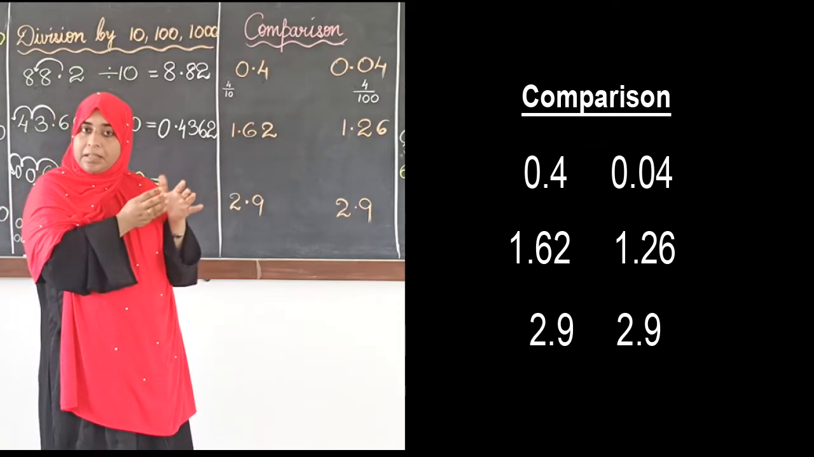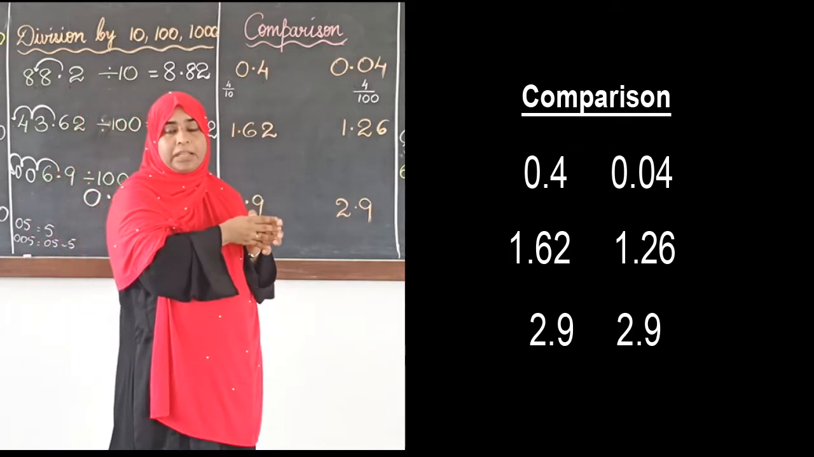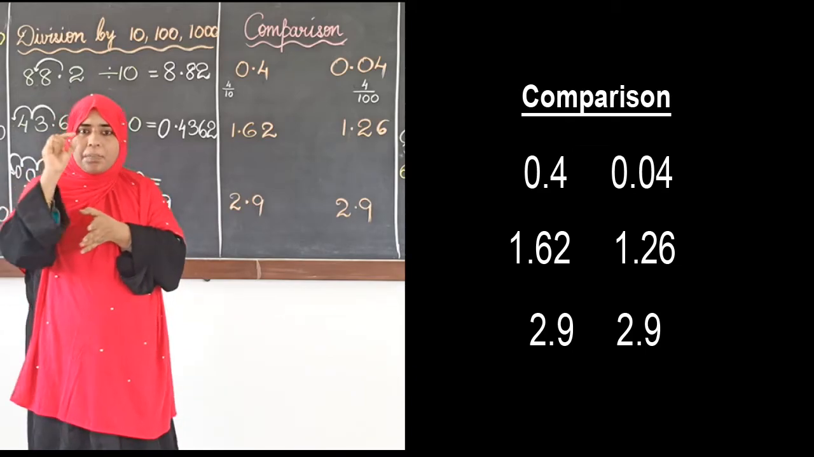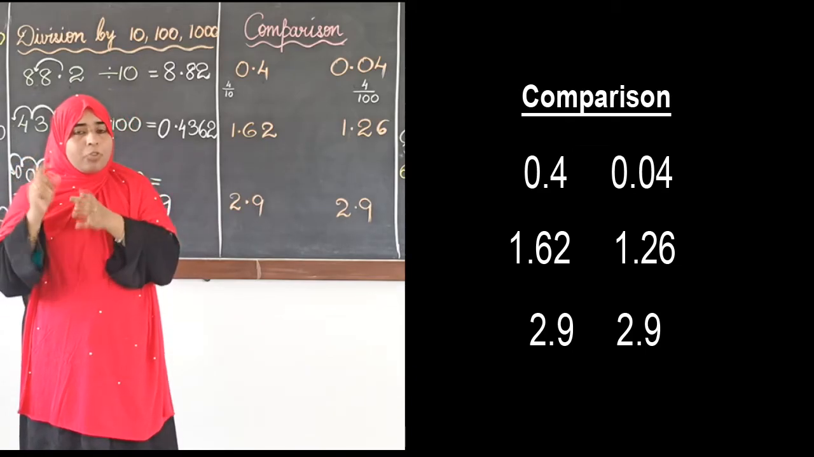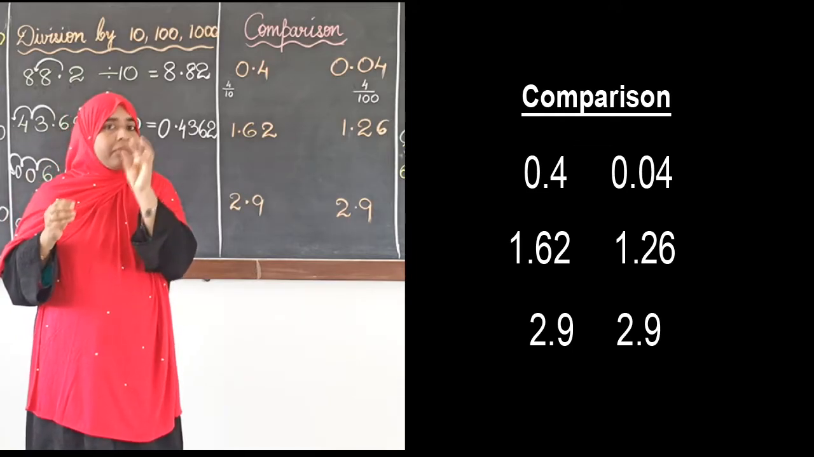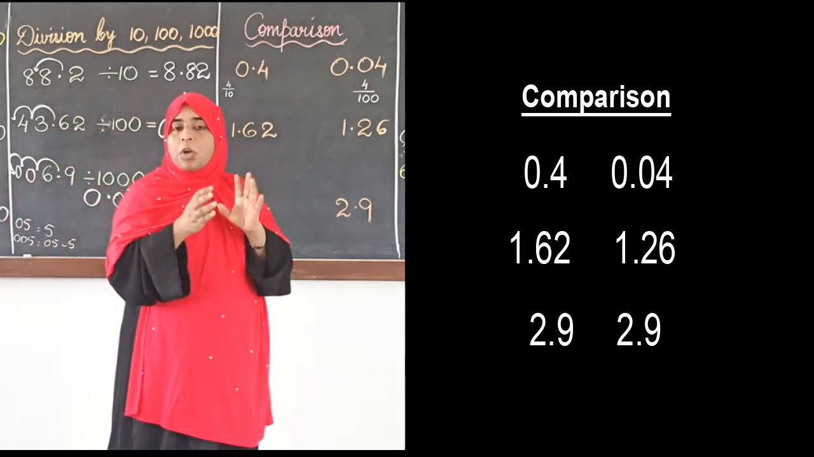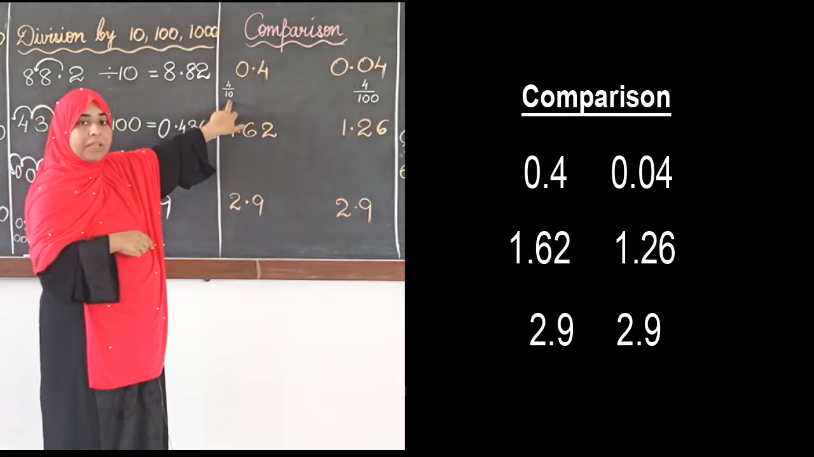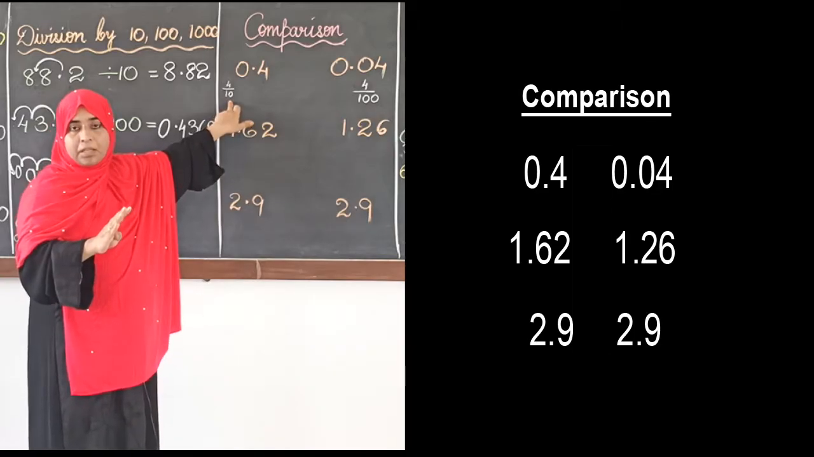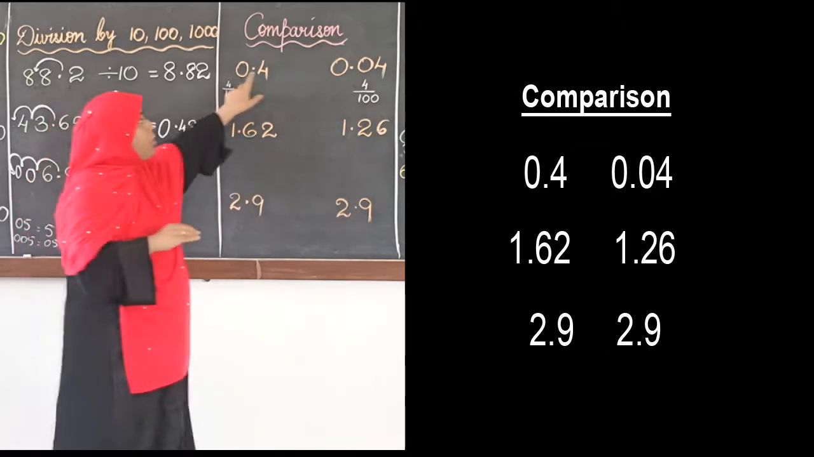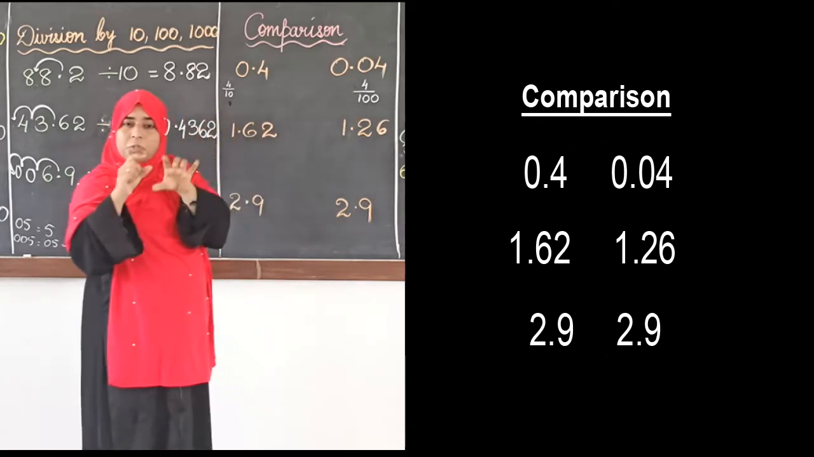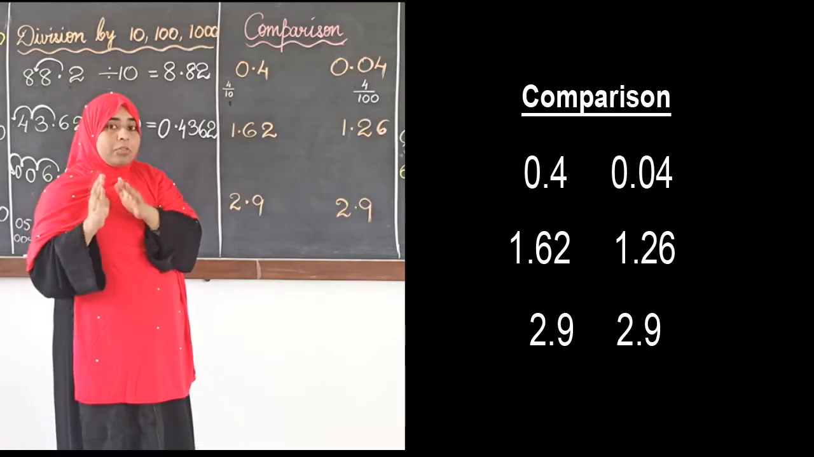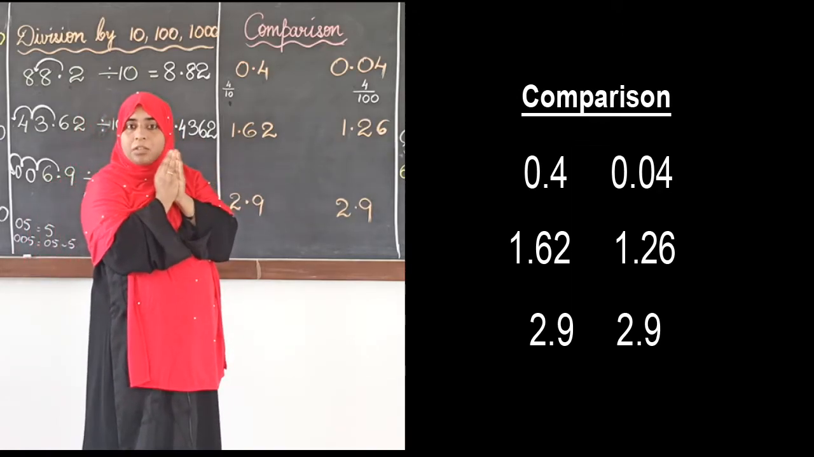So 4 out of 10 that you have taken will be more in quantity compared to 4 out of 100, because when we make 100 pieces, the pieces will be very small. So 4 pieces out of 100 means the quantity will be very less, right. This is how we compare the fractional part or the decimal part. If it is 4 out of 10 it is more in quantity, it will be a bigger number. 4 out of 100 means small pieces, right. 100 pieces are made, the size will be very small. So 4 out of 100 will be less in quantity.